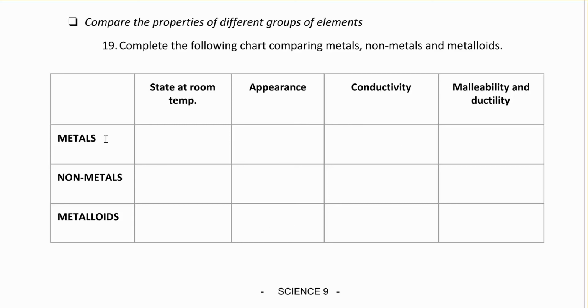Conductivity: metals, like you think of copper wire, are very conductive. Non-metals, if you have a piece of carbon, it doesn't conduct electricity very well. Or if you have hydrogen, it doesn't conduct electricity very well. Metalloids, this is why they're so good for computers, is they don't know whether they want to be conductive or not, and we take advantage of that to make computer chips.